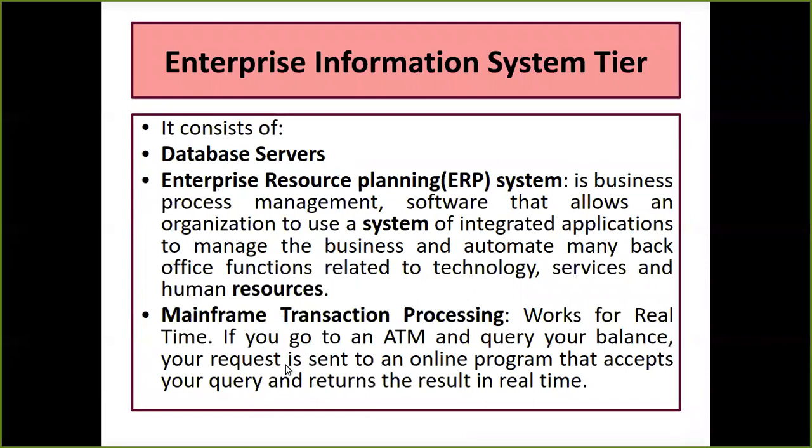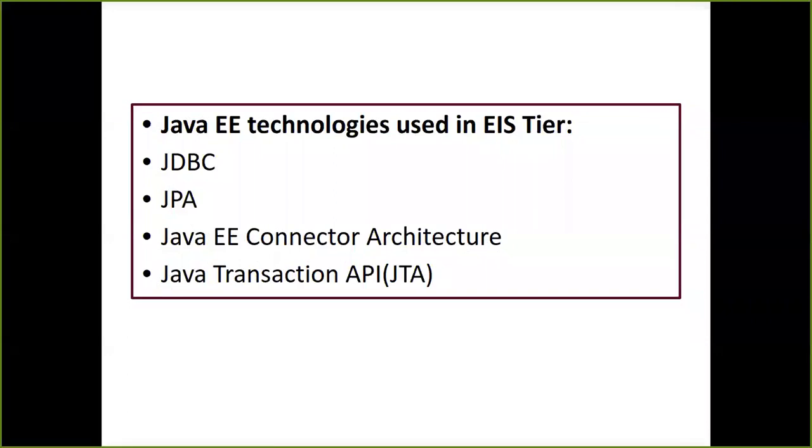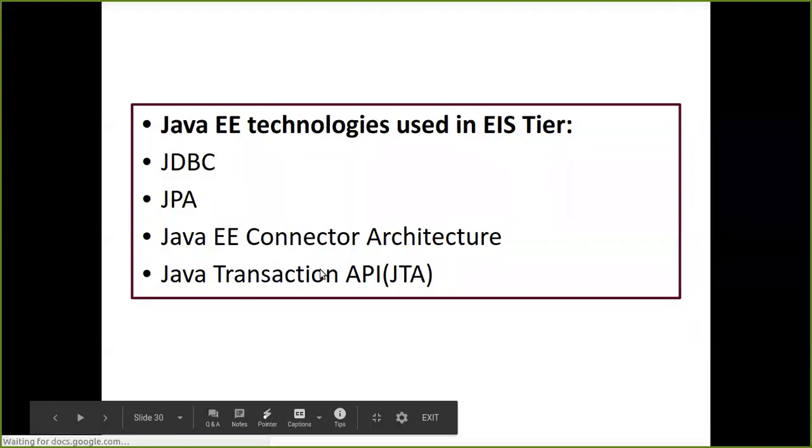And what technologies you have available for developing the EIS tier: you have JPA, and you can have JTA, that is your Java Transaction API. Okay, so we'll just stop here.